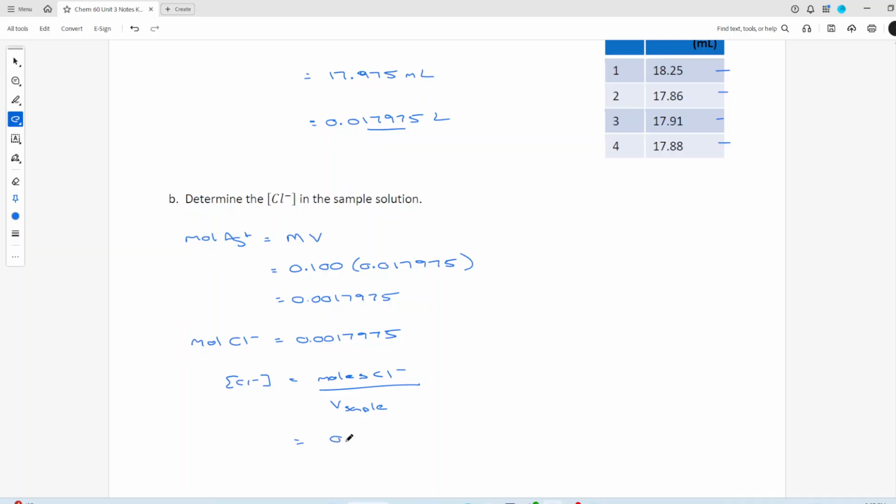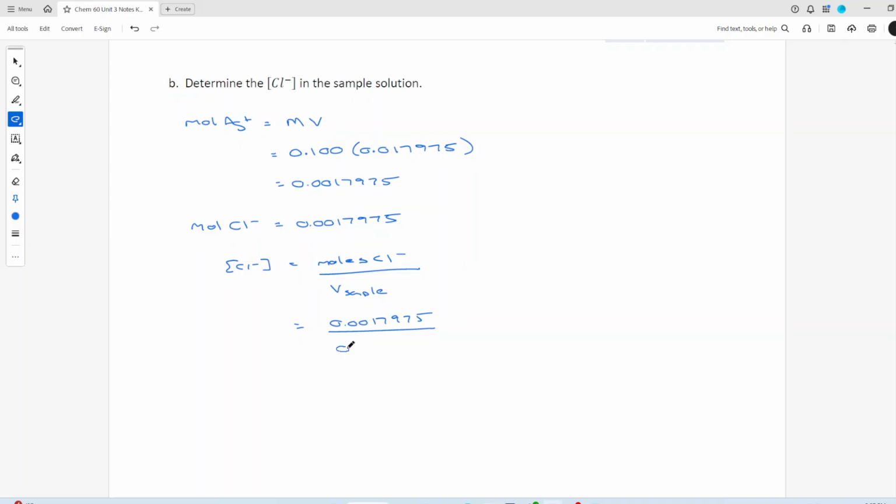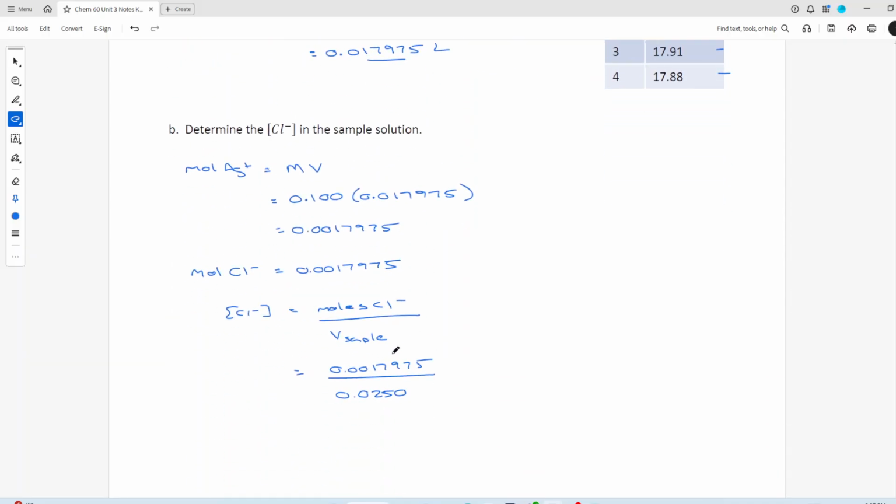So I'm going to take that answer, 0.0017975, and I'm going to divide it by my sample solution, which was 25 mils. So it's going to be 0.025. How many sig figs? 4. Then I'm going to divide that out. And I get 0.0719. Now I need 4 sig figs, so I'm going to put a 0 on the end of that.